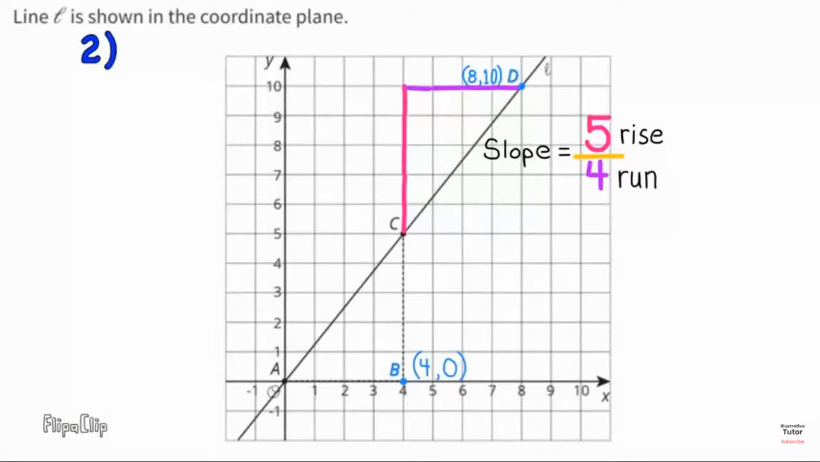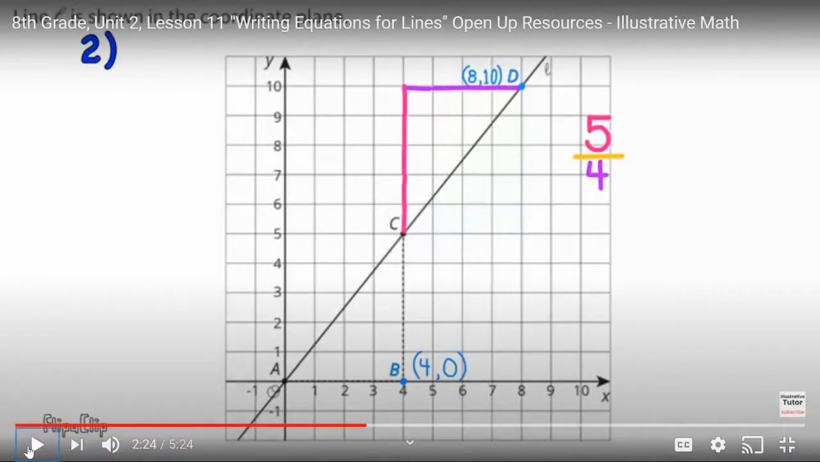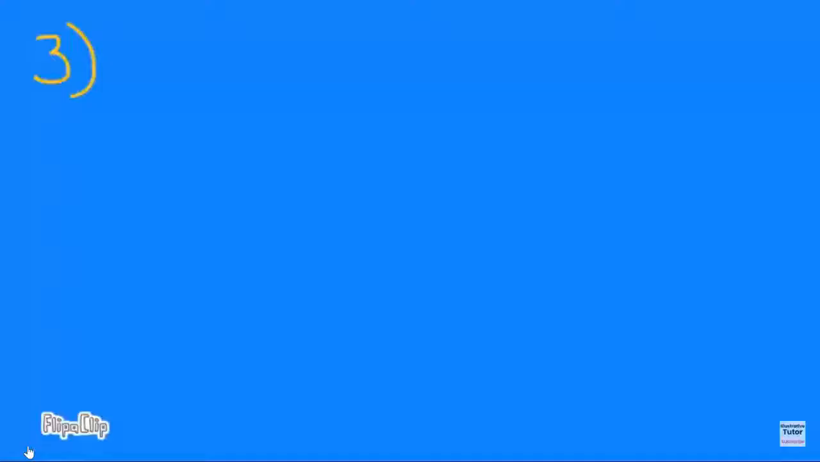And if you guys notice, the triangle up at the top and the triangle down at the bottom, they are similar and they both have an equal slope. They both have a rise of 5 and they both have a run of 4.